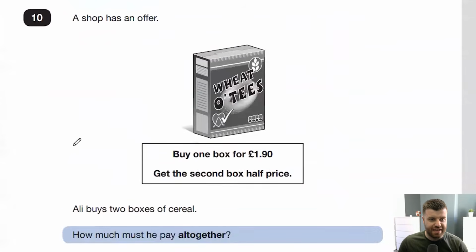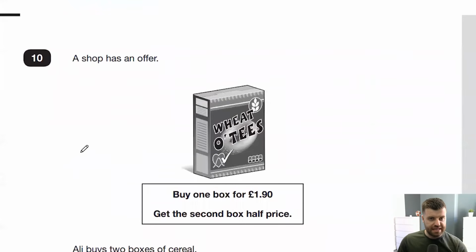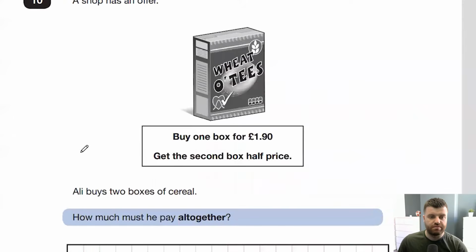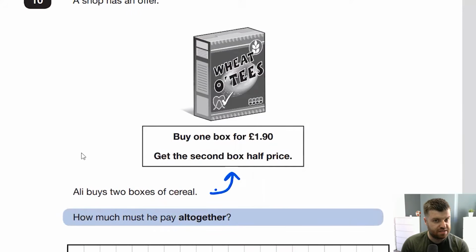Question 10. Guys, we're getting there. We're doing really well. We're going to read this out, then we're going to drop down and do some working out. A shop has an offer, okay? Wheat OTs. Buy 1 box for £1.90, get the second box half price. Quite a good deal. Ali buys 2 boxes of cereal, so Ali takes advantage of this deal. How much must he pay altogether?